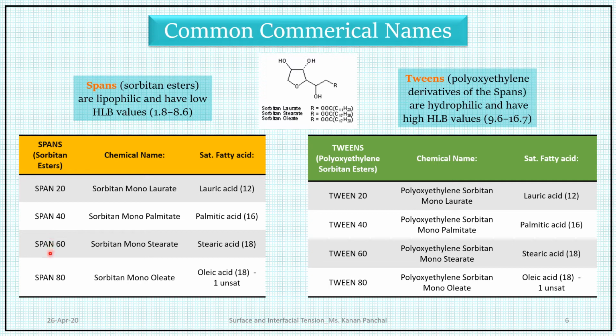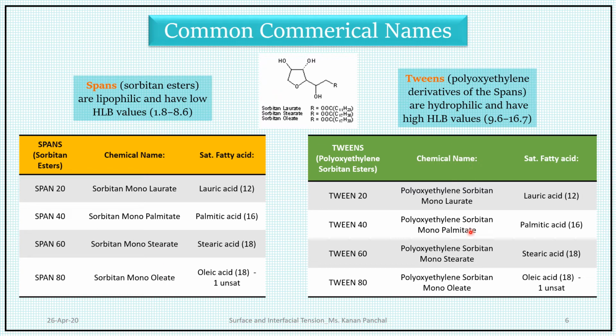Now, again here in Span 60, it is sorbitan monostearate. So, similarly in Tween 60, it will become polyoxyethylene sorbitan monostearate. So, if you remember, the numbers 20, 40, 60, 80 correspond to laurate, palmitate, stearate and oleate.